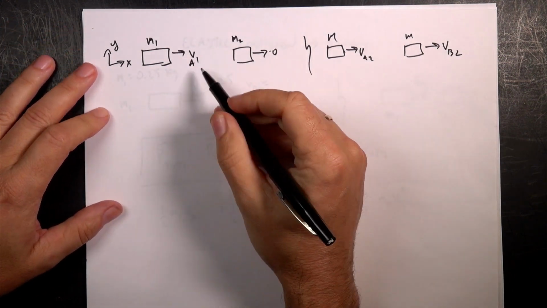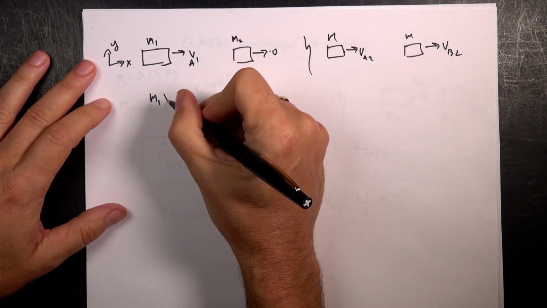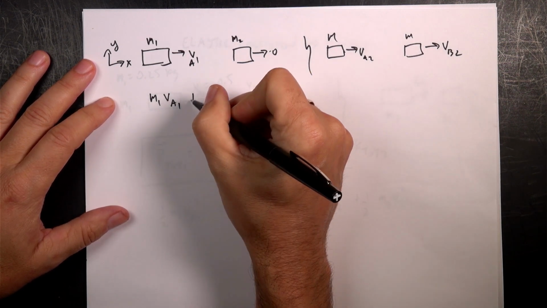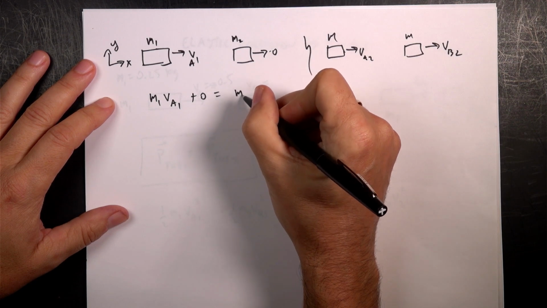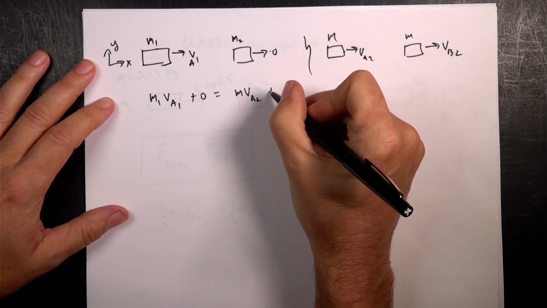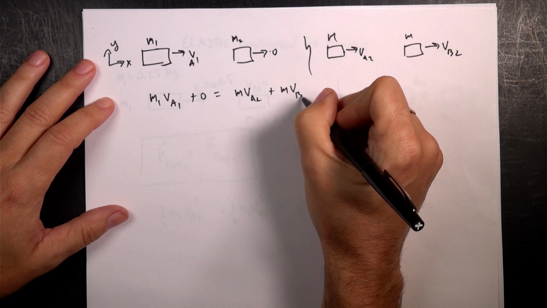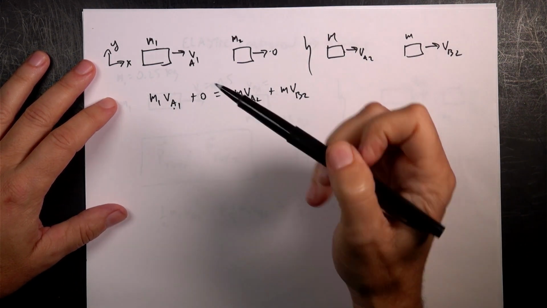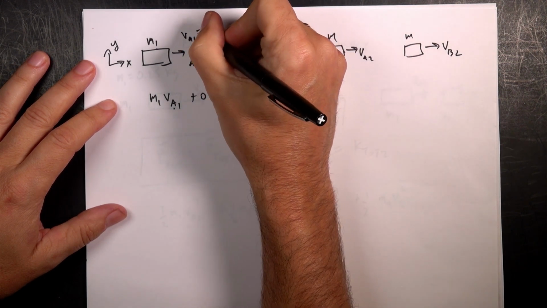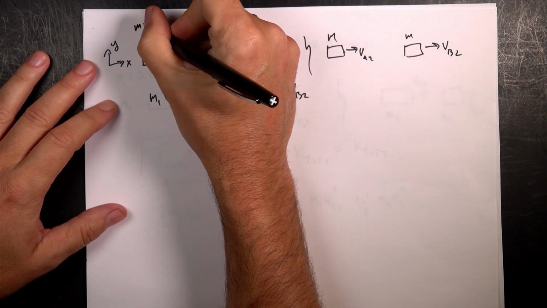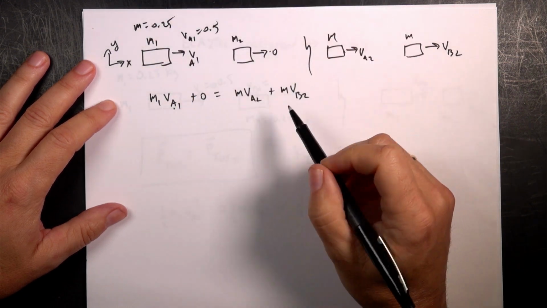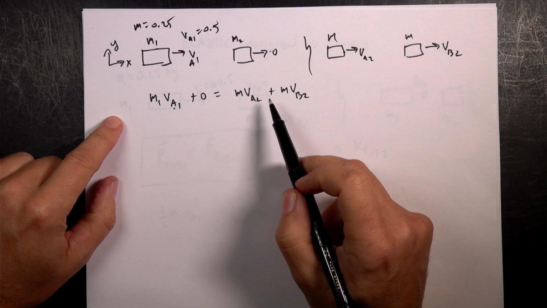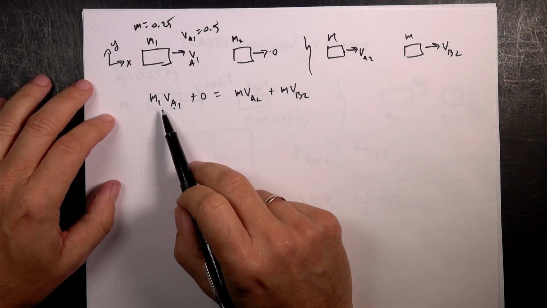So the total momentum before is going to be M1 VA1. I'm going to drop that 1, just call it M, plus 0. And that's going to be equal to M VA2 plus M VB2. Now, in this equation, I know the initial velocity. Let's say VA1 equals 0.5, and let's say M equals 0.25 kilograms. So I know that, but I don't know either of the final two velocities. I just know that the momentums of these have to add up to that.